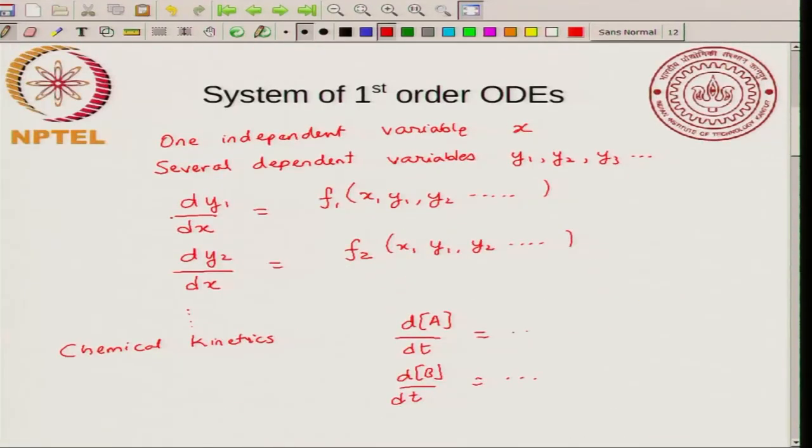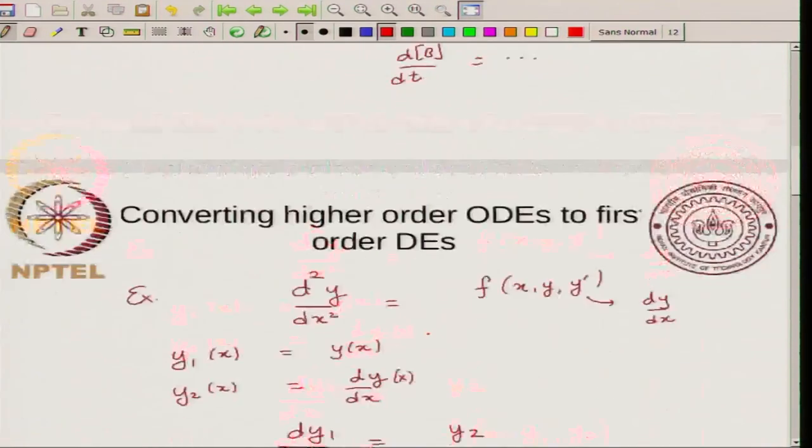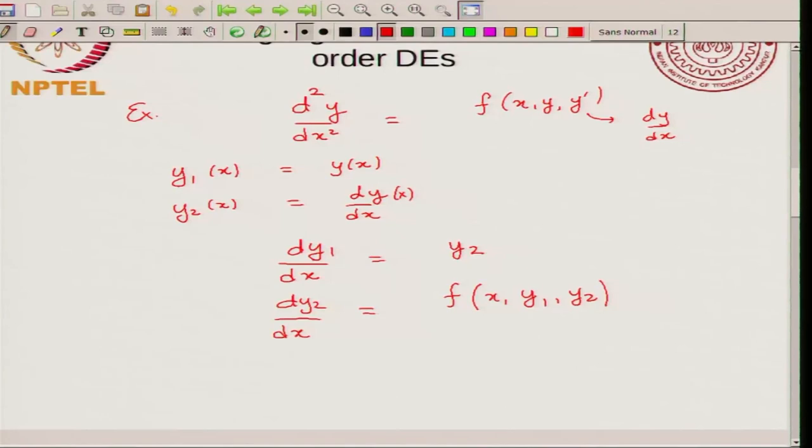So dy1 by dx is some function of all these variables. dy2 by dx is some function of all these variables. Now in this case, dy1 by dx depends only on y2. It doesn't depend on y1 or x, but that is also fine. And then similarly, you have dy2 by dx is some function of x, y1, and y2. So what this means is that you can convert a second order ODE into two first order ODEs.